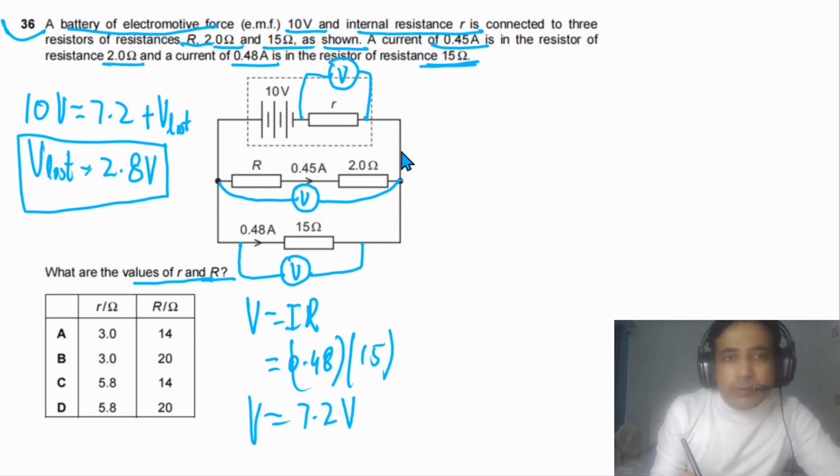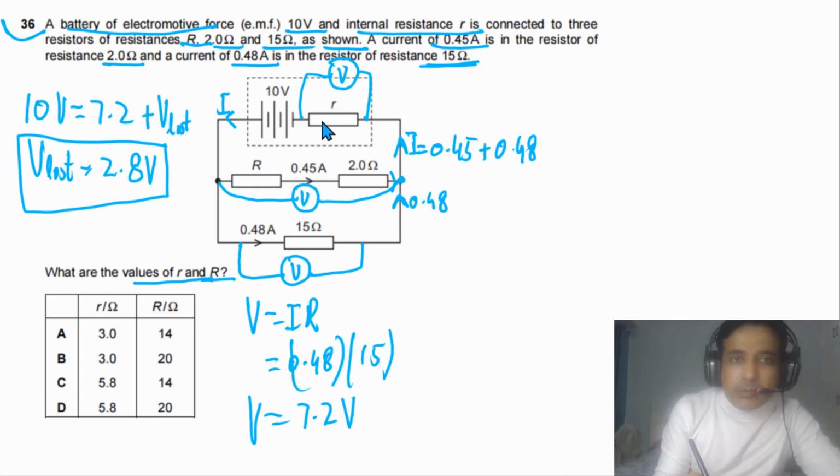And also we can figure out from here the current in this branch, meaning the current entering the battery and leaving the battery has to be the same. The current here at this point and the current entering the battery has to be the same, and this current has to be equal to this value 0.45, because this current is entering this junction and the current entering from this branch is 0.48. So this is 0.48. So this current is passing through the battery and through this internal resistance.